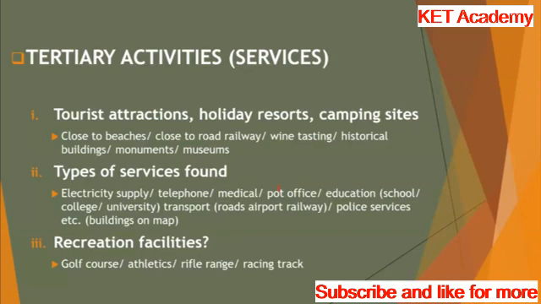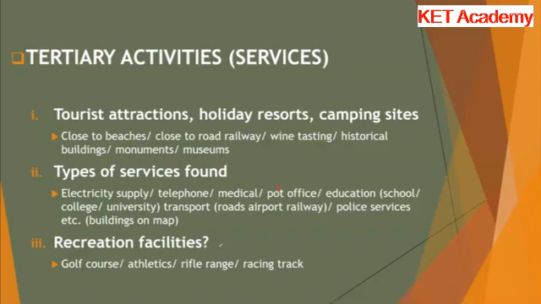How do we identify recreational activities or facilities? This is a very, very common question. Again, they like to ask, where can we go to have recreational activities? So the way in which you can identify this on a map is to look for golf courses, athletics tracks, rifle ranges, or your racing tracks. Another way in which you can identify this is by a green block on your map. The green block is going to have, in the middle, it's going to say rec for your recreational activities.